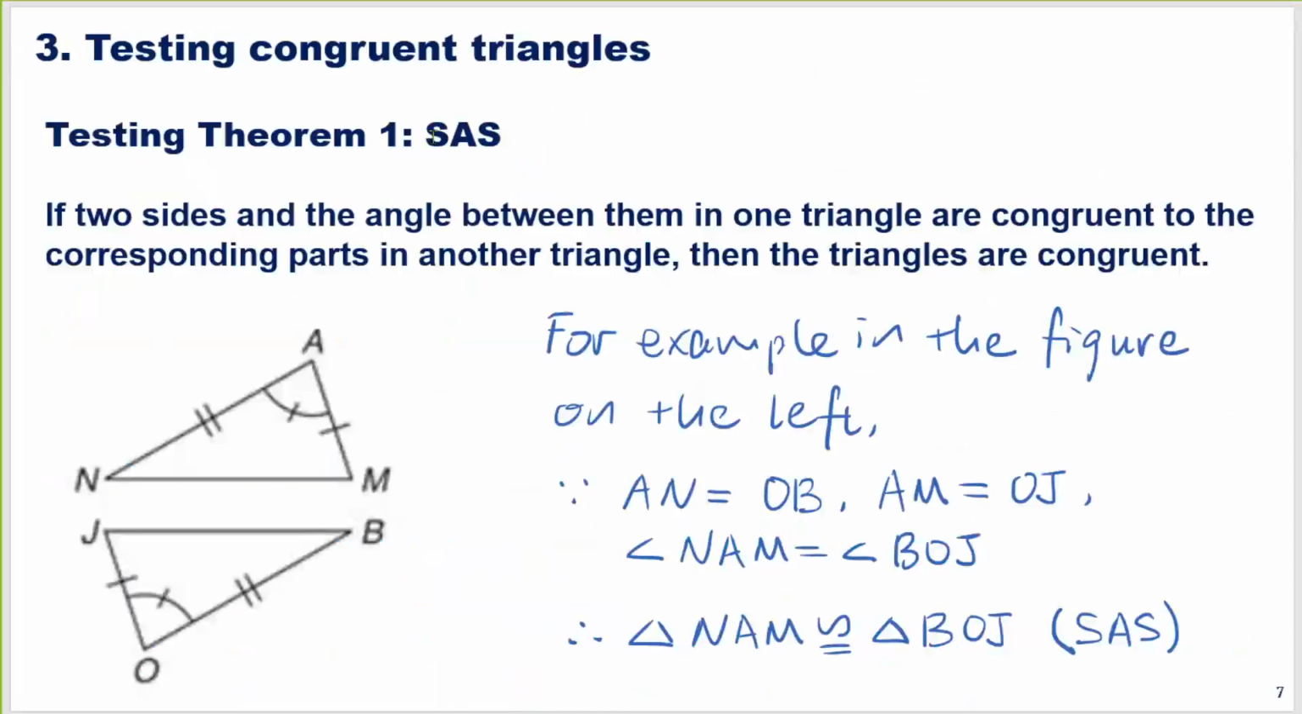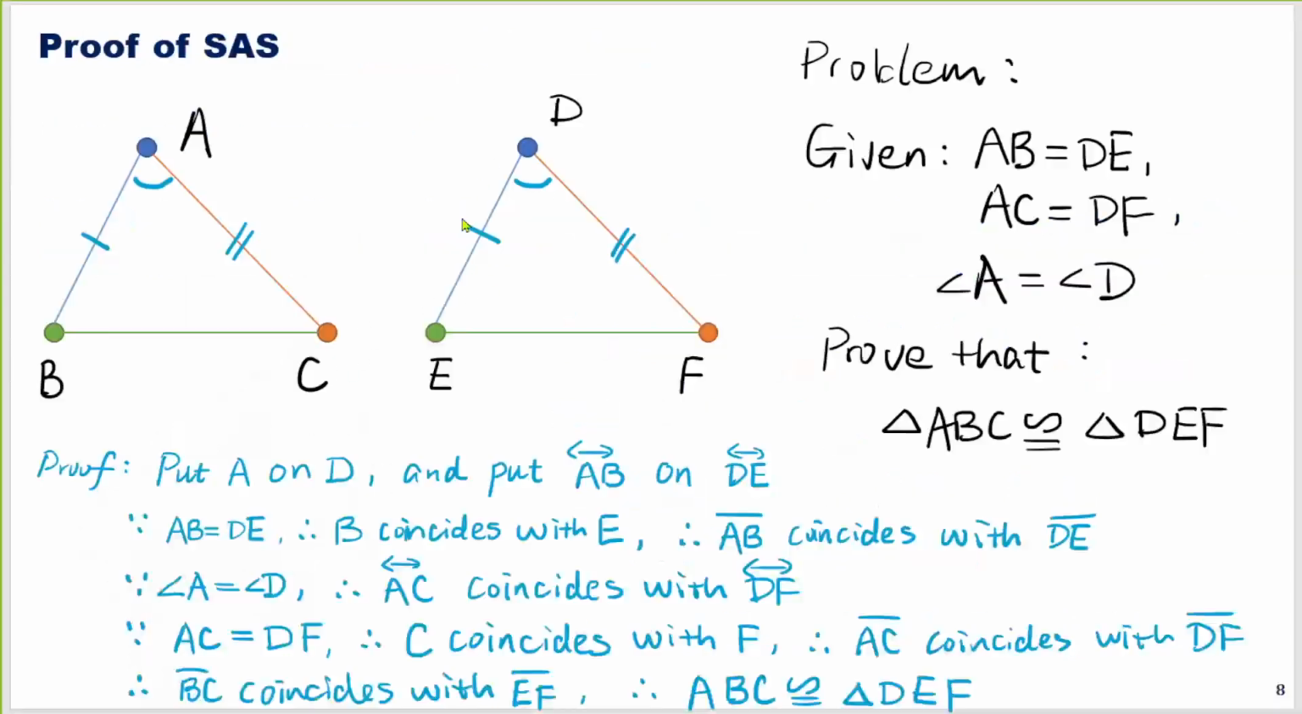So basically, this theorem tells us if two sides and the angle between them in one triangle are congruent to the corresponding parts in another triangle, then the triangles are congruent, which is abbreviated as SAS, side, angle, side, okay? And then we have proved this theorem like this. After this class, you can think of whether there are any other ways you can prove it. There are more than one way, at least probably 10 different ways we can prove this.